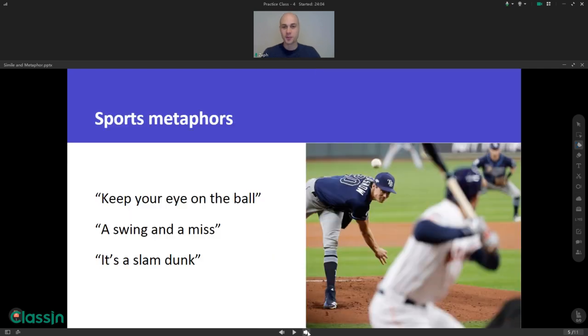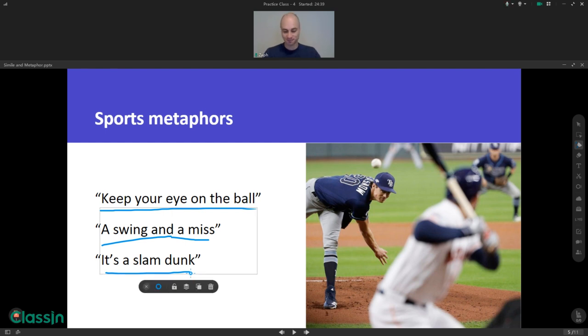One common type of metaphor is sports metaphors. So there are many of these in the English language. We love them for some reason. Maybe you've heard of some of them. One is keep your eye on the ball. So here in your picture, we see a baseball batter looking at the ball, focusing on it. Of course, it's not literally on his eye, but it makes the point to focus on the ball. Also, a swing and a miss, and it's a slam dunk. It's so easy. It's like a basketball player doing a slam dunk.